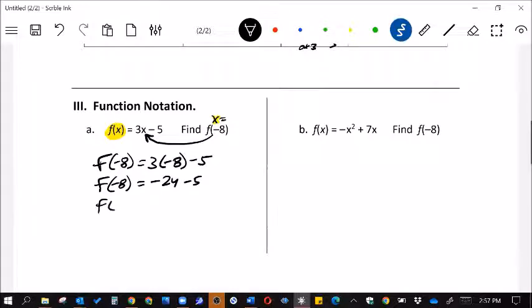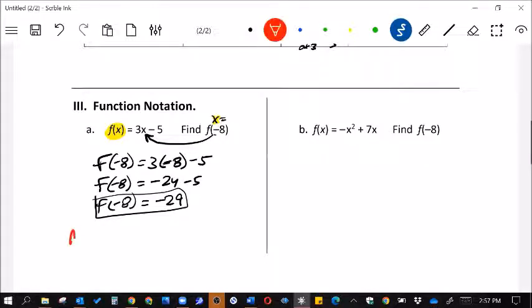And then the function at negative 8 is equal to, I think that looks like a negative 29. Okay, let me double check my negatives because I have so many of them. Yep, so there's a negative here, negative 8 times 3 is positive, 8 times 3 is 24, and it's negative. And we'll subtract 5, two negatives getting further into the negatives. So that's our answer.